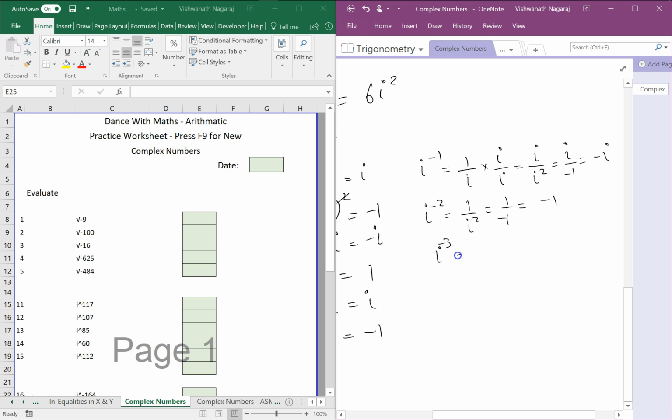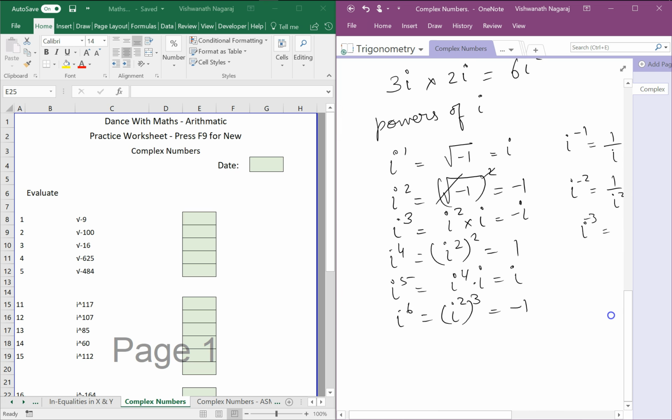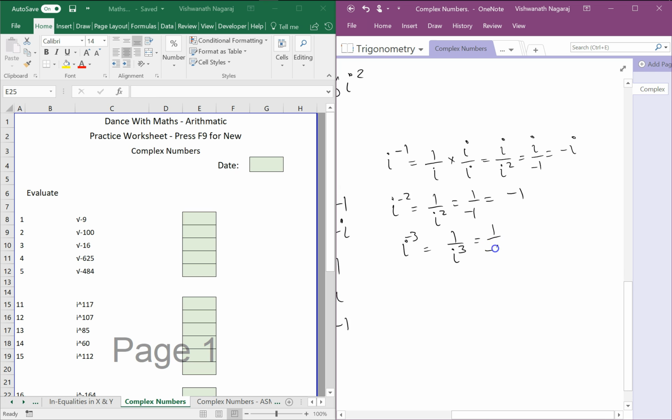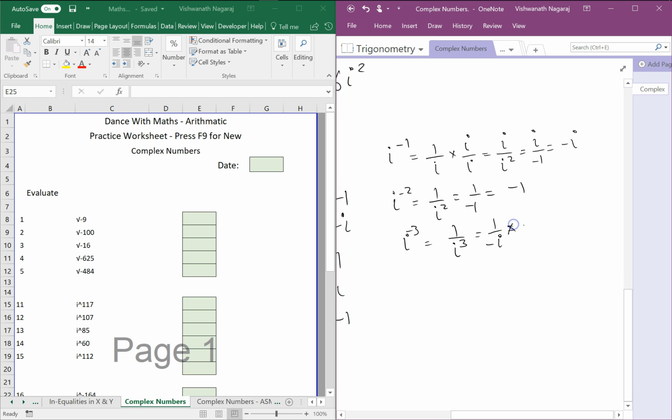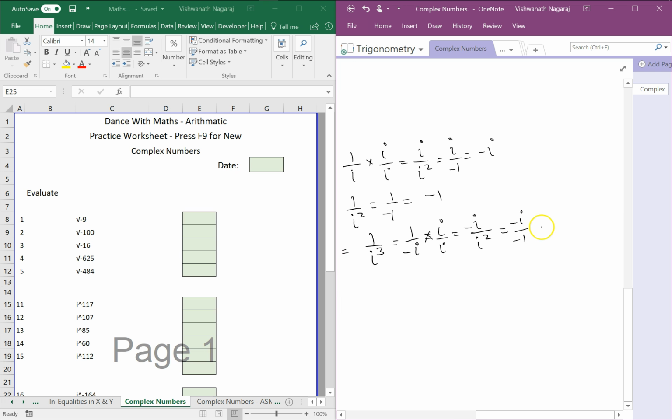i to the power of minus 3 is 1 by i cube. Now i cube is what? Here itself we have minus i. And again we need to rationalize it. By minus we can take it up. So minus i times i is minus i square. Now i square is minus 1. So i by minus 1 is equal to i.